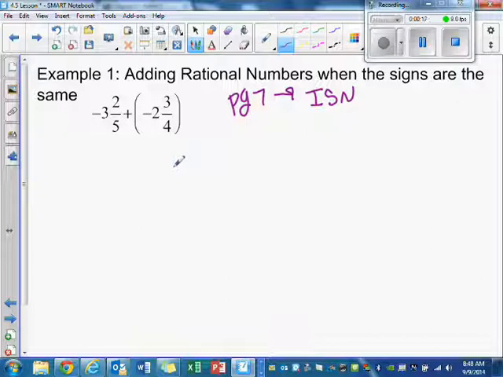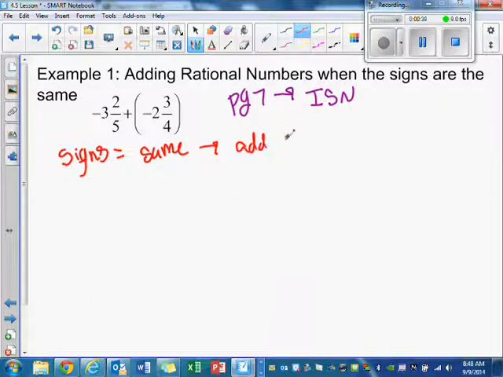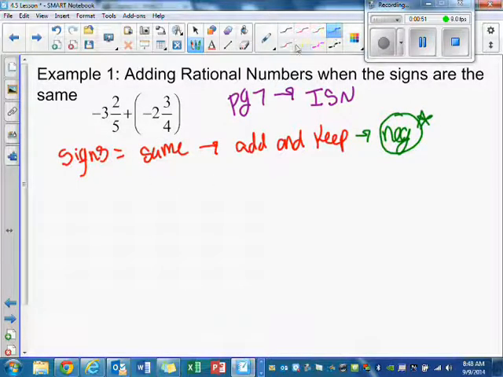Alright, so the first thing you do is look at the signs and decide, are they the same or are they different? Okay, in this case, the signs are the same. So the signs equal same. Okay, so your ISN says to add and keep the sign. So we're going to add and keep the sign. So in the end, my answer is going to be negative. Okay, don't forget that.